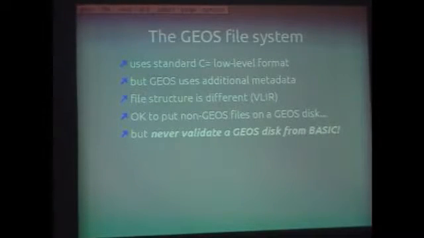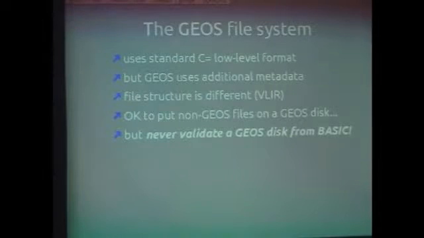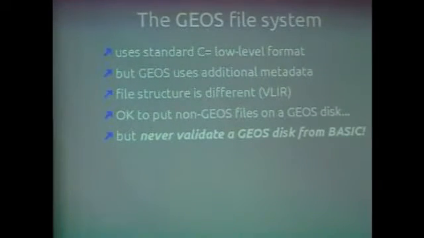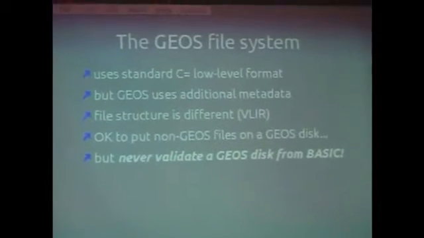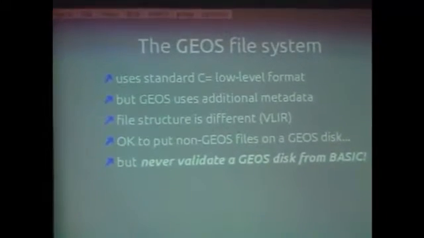And then a little bit about the file system. I talked about this before. The file structure is different, VLIR, but it does use the same low-level format on a floppy disk. So if you have a floppy disk that was formatted under Commodore GEOS, it's good to go for GEOS. The only differences are that GEOS adds data in places that are not normally used.